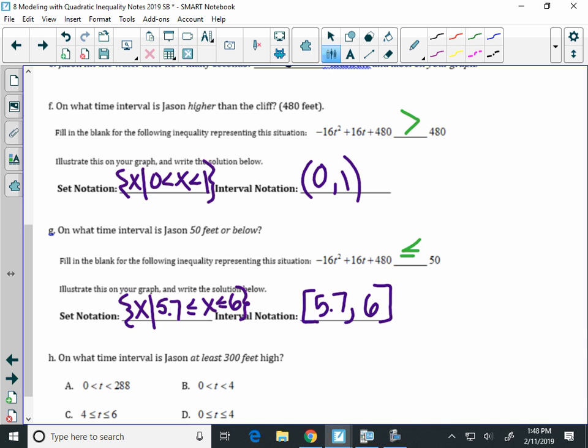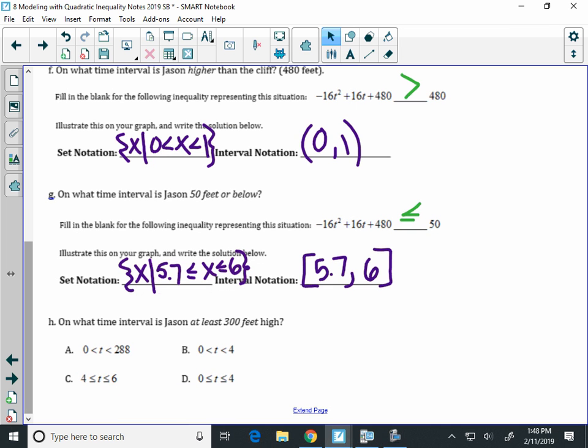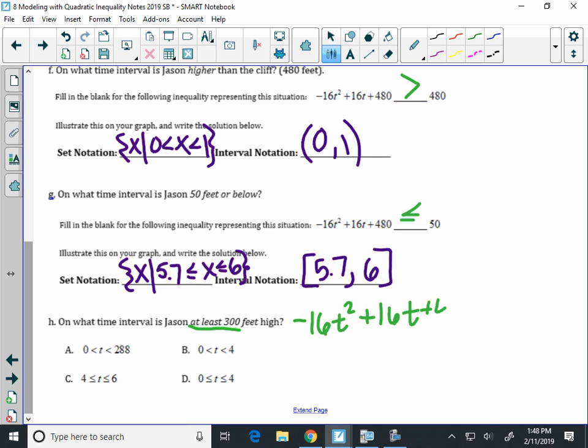Alright, last question is multiple choice here. The question asks us, on what time interval is Jason at least 300 feet in the air? Now, if I was writing the inequality here, so if I had this written out and you had to put this symbol in, what symbol would you use here for at least 300 feet? Greater than or equal to.